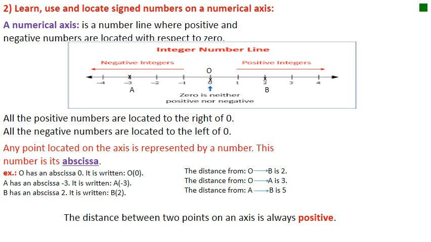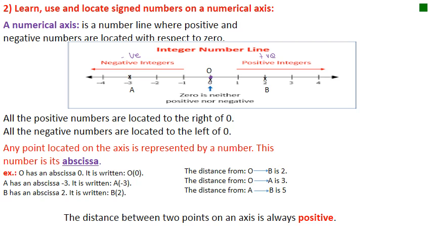Our second objective is we will learn how to use and locate the signed numbers on a numerical axis. In a numerical axis, we have all the positive numbers and all the negative numbers. The origin of this axis is the 0. All the positive numbers on the axis are located to the right of 0, and all the negative numbers should be located at the left of 0.